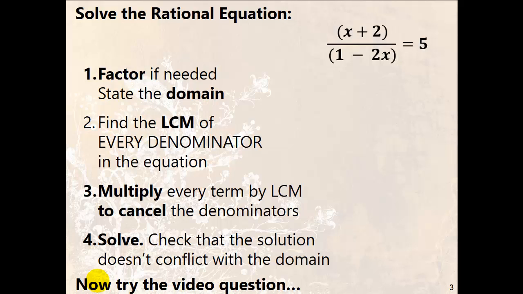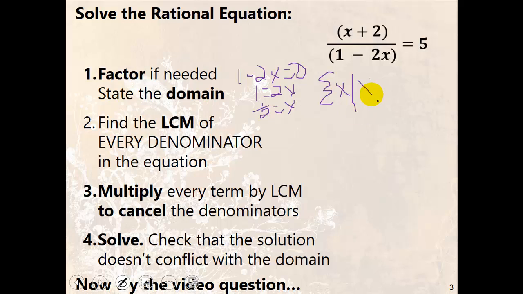All right, so here we go. My domain, 1 minus 2x, I set that equal to 0 and solve. So a half is equal to x. So my domain is going to be any x is a possible solution except when x equals, make sure I didn't say a negative a half. That should be positive a half. Okay. All right, now we're going to find the least common multiple of the denominators. Well, honestly, there's just one there. So that's our common denominator, 1 minus 2x.